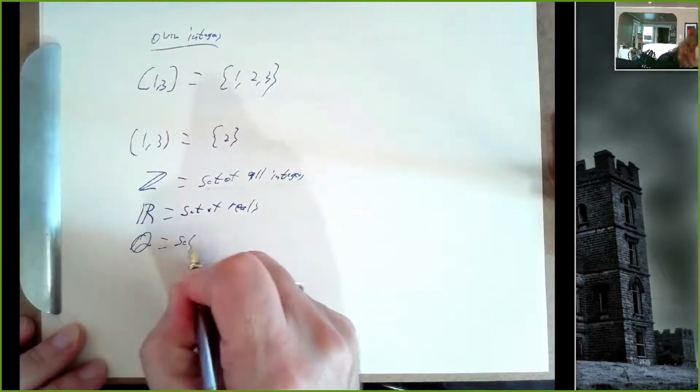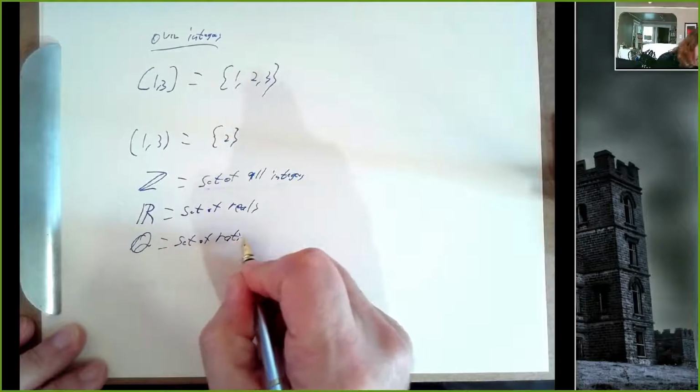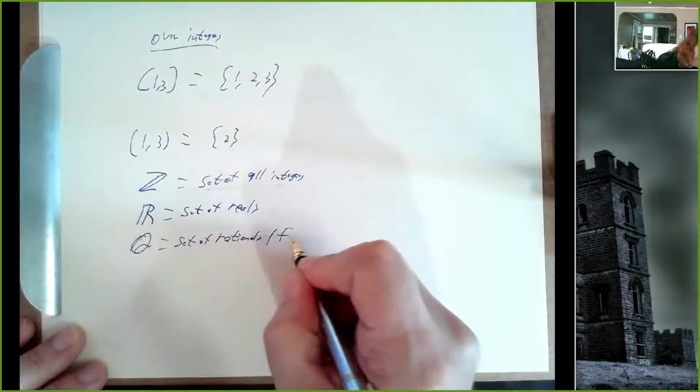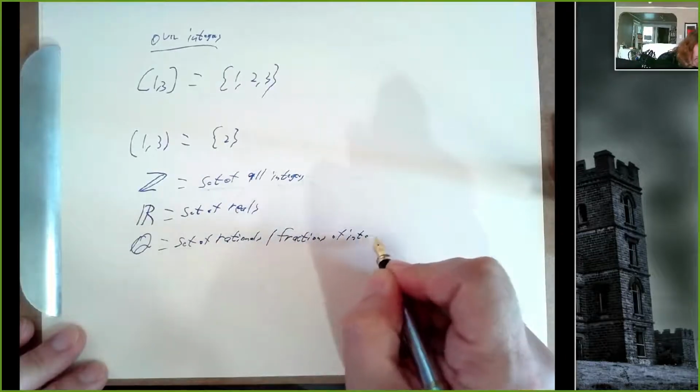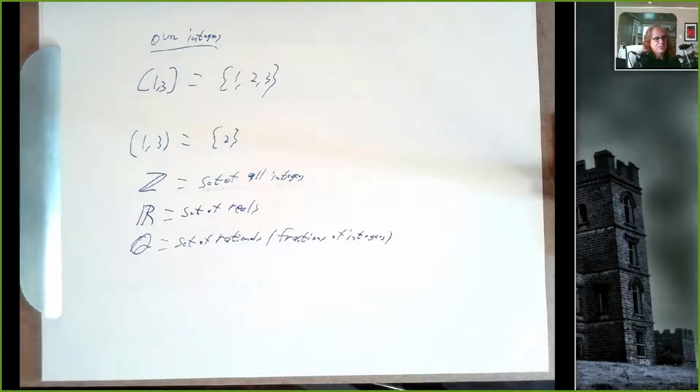Q is the set of what we call rational numbers. Rational numbers are just fractions of integers. So 1/2, 1/3, -5/9, those are rational numbers. The number 2 is also a rational number. It's the fraction 2/1. The number 0 is a rational number. It's the fraction 0/1. In fact, any integer is automatically a rational number. It's just that integer divided by 1. It's a fraction, so it's a rational.